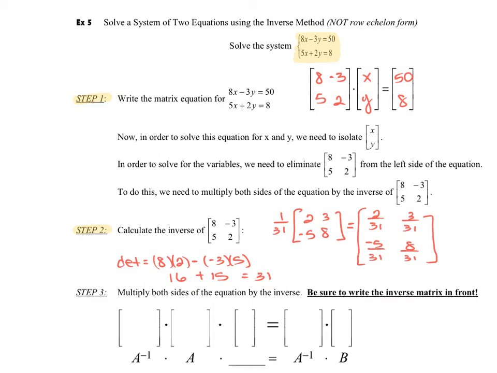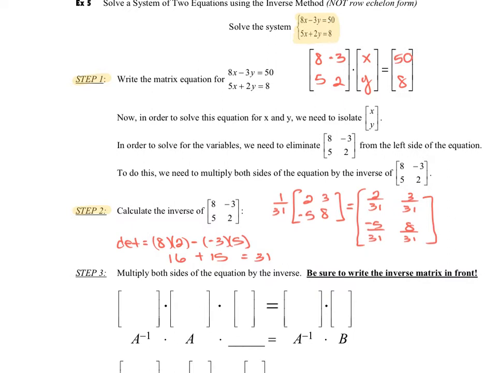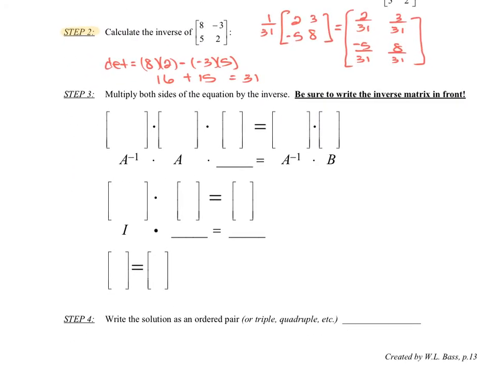All right, so let me slide this so we can look at step 3. In our next step, I've broken this down so that you can see what's happening, but I want you to think about it. If we take our inverse times our original coefficient matrix, and of course right here we'll have these variables.